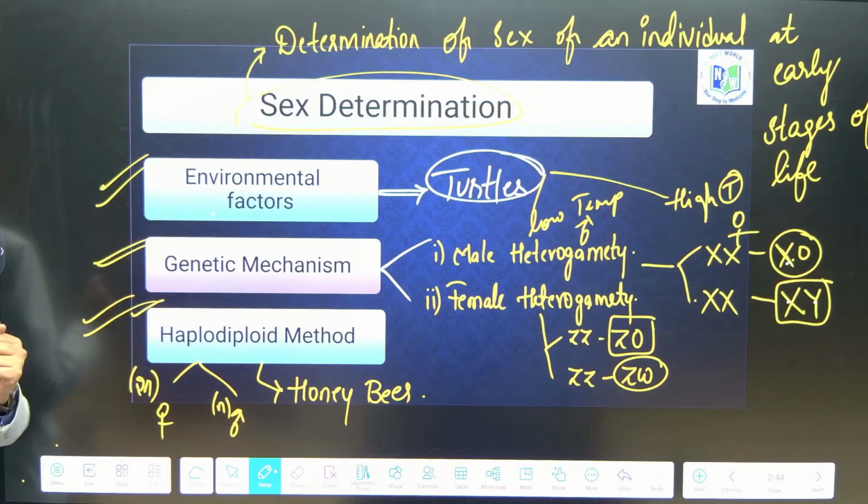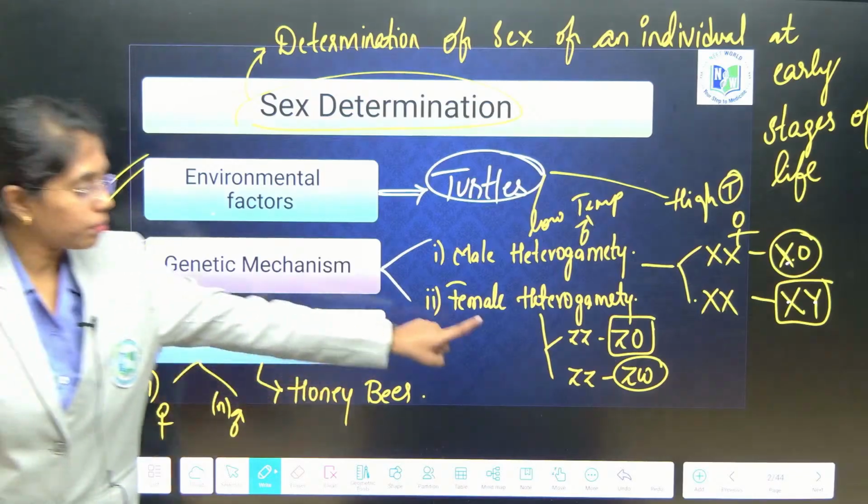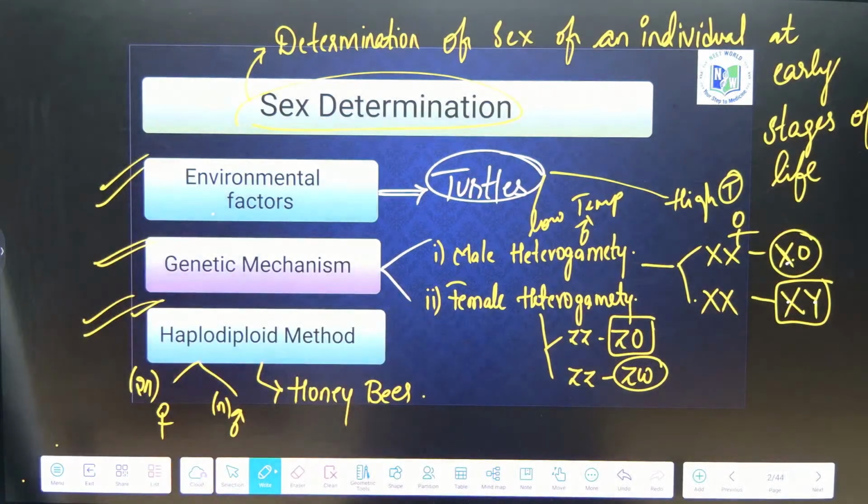We will move on to genetic mechanism of sex determination. Important: for this also examples are important. We will get match the following type of questions. Once it is done, let me know.